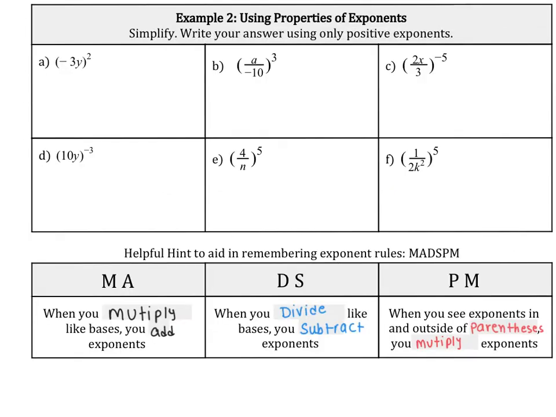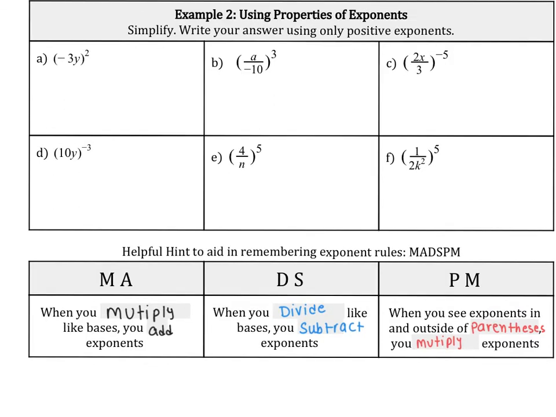Example number 2, we are going to use the properties of exponents to solve these questions here. So I'm going to try a few of the questions and you're going to pause the video to try the rest of it. For letter A, you're going to distribute the exponent to both the numbers that are inside. So you're going to get negative 3 to the power 2 and y to the power 2. Negative 3 to the power 2 is going to be 9, and y squared. So 9y squared is your answer.